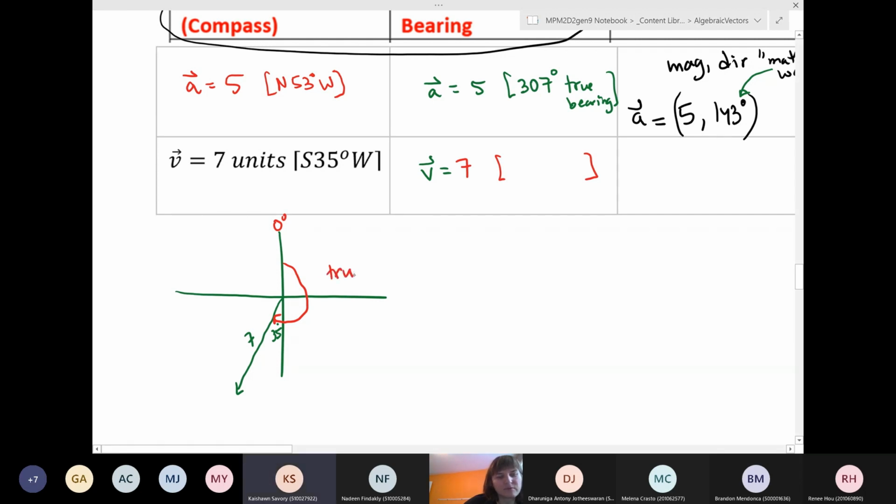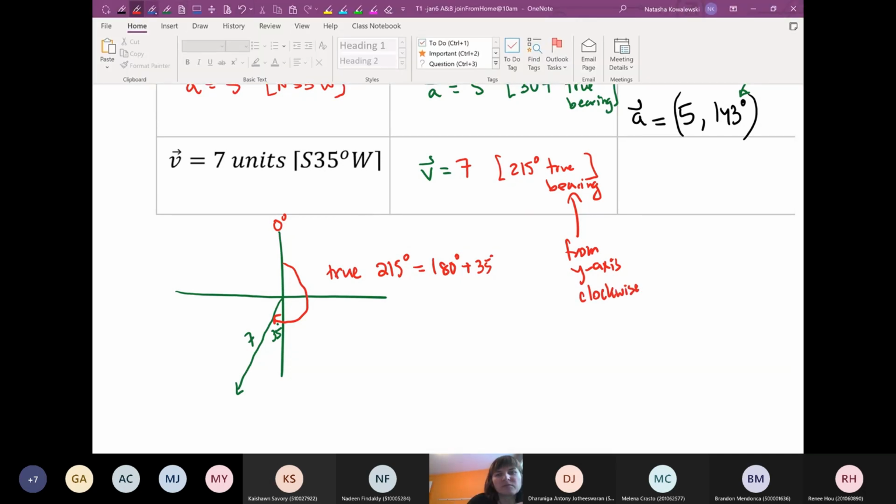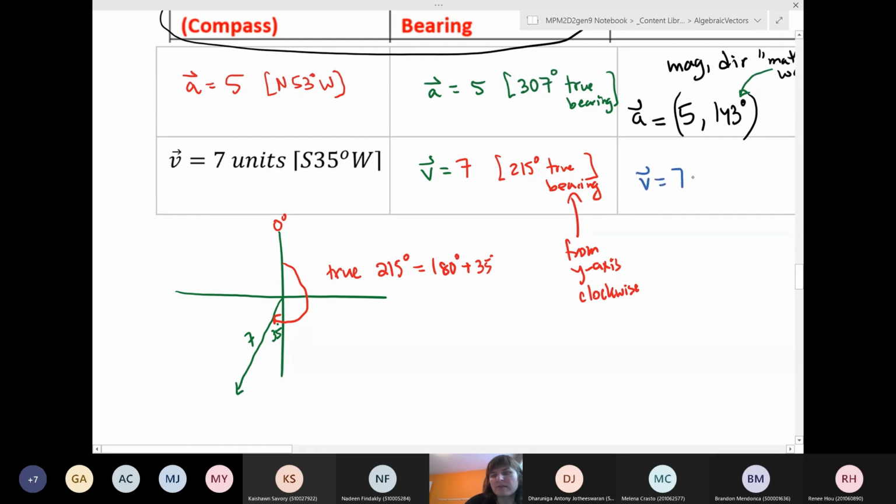215. 215 is correct. So 215 is found by taking 180, which is a straight line, plus the 35. Okay, so you'd say 215. And again, I will just specify to make sure that we're clear. This is quoting it like a physics person. So if this was to do with in your physics class, you would be doing it from the y-axis this way, clockwise. So this is from y-axis and clockwise. But if you did it with a math way, so let's switch the color. So let's do blue. V would be equal to 7, comma.